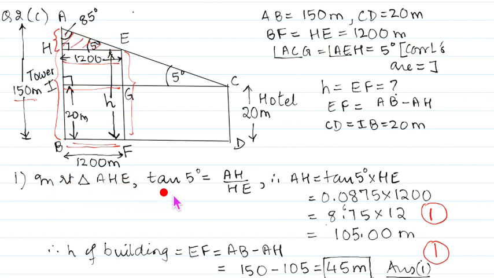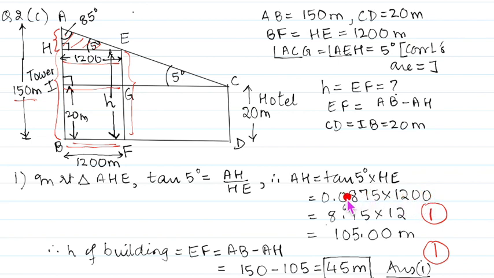Yeah, so that's what I have written. In right triangle AHE, tan 5 is equal to AH upon HE. So AH will be equal to tan 5 multiplied by HE. Tan 5, look at the tan table, you will get this value multiplied by 1200, which is HE here. And all this data I have written over here. Can you see that? All this I kept ready. I'm just explaining how it goes.